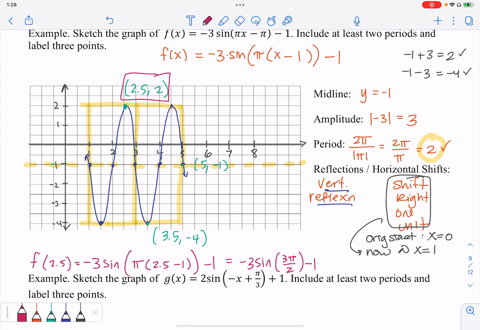That might help us think about where it's going to be on the unit circle. Okay. Where's 3 pi over 2? Down here. That's where sine is negative 1. Okay, I'm going to have to kind of go across instead of down because I run out of room here. Negative 3 times negative 1 minus 1. That's 3 minus 1, which is 2. So when I plug in 2.5, I get an output of 2, and that matches this point here.